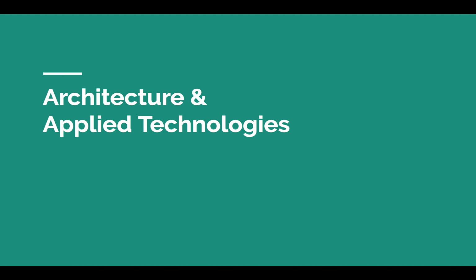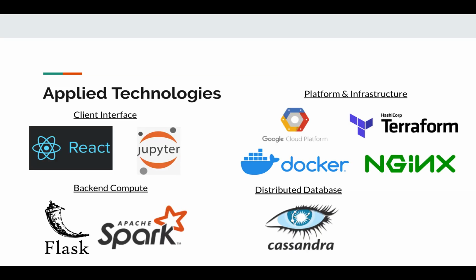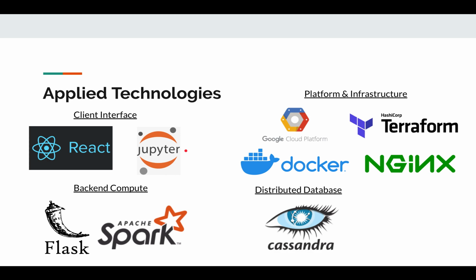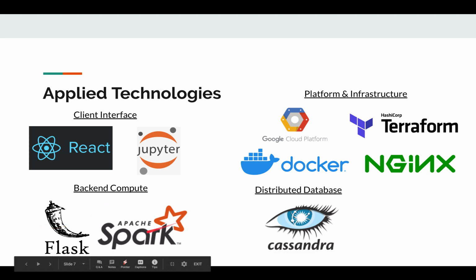Architecture and applied technologies. For our applied technologies, we use React for our front end, and we also use Jupyter for our interface to interact with the Spark cluster environment. And for our backend, our API server uses Flask, which is written in Python, and of course our Spark.